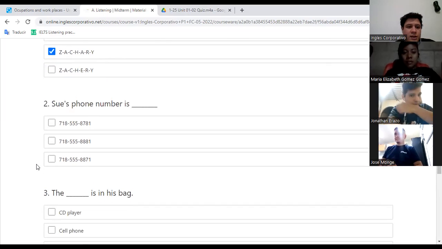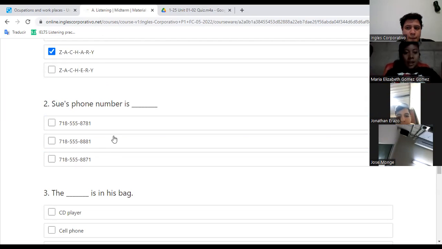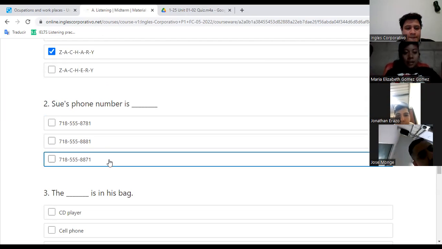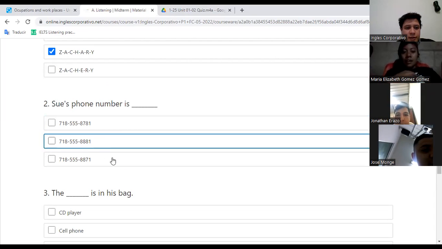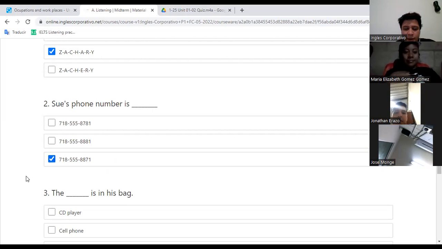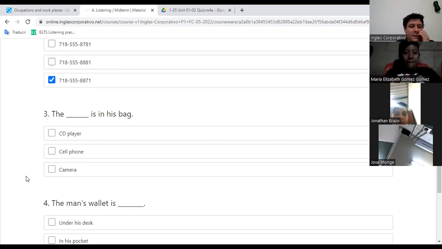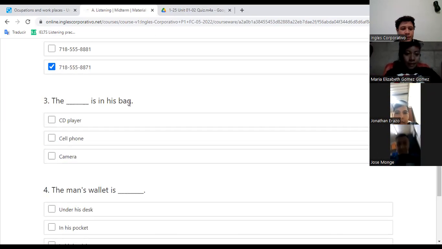Now let's see this one. Tenemos Sue's phone number is 1, 2, or 3, guys. ¿Cuál? Pueden activar sus micrófonos if you want. Three. Tercero. Okay, number 3. Perfect. Now let's see this one, guys. Number D is in his bag. Which one? ¿Cuál es la respuesta, chicos?